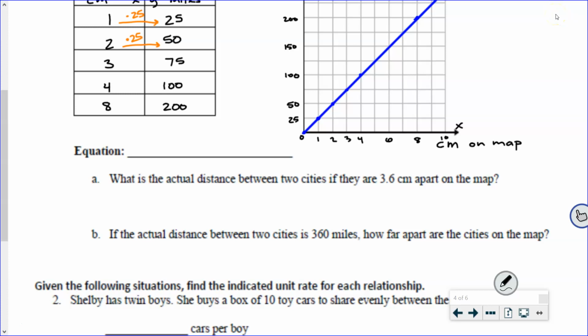What if, ladies and gentlemen, what if in the table I had an X? How would I go forward? What would we do to go forward? Gavin D. Nope, I have X. What am I multiplying by? Every time I go forward in the table, what am I always multiplying by? Luke? 25. So what am I going to do even if it's an X? I'm still going to multiply by 25.